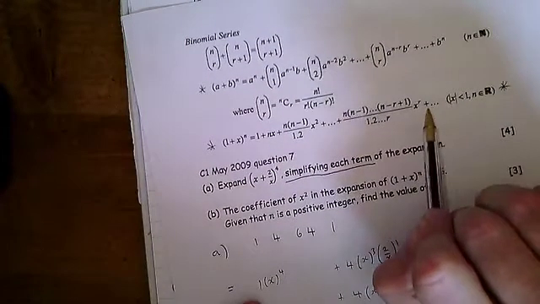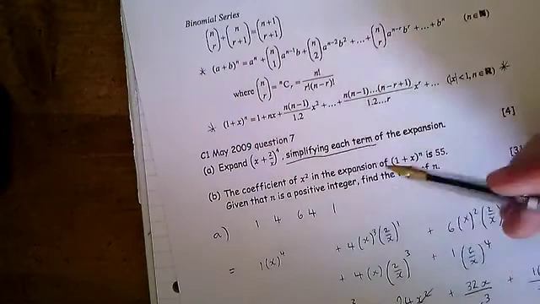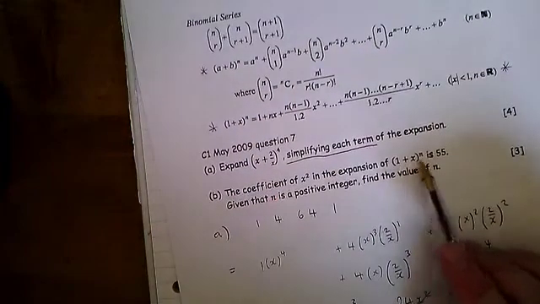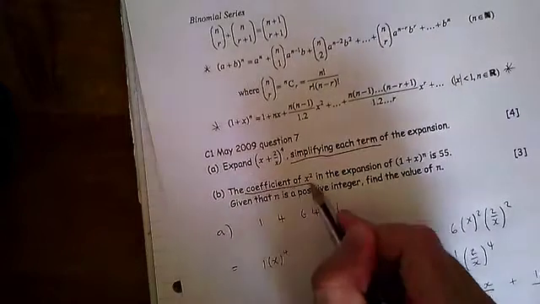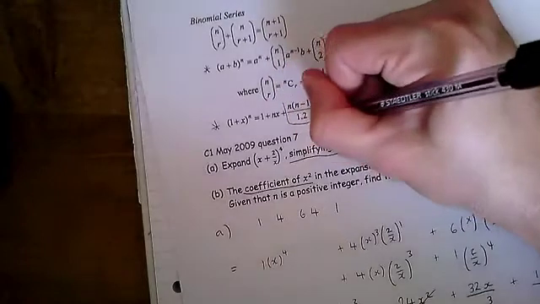However, we can only use that if it looks similar, if not identical to what we've got. Now in our case, it says 1 plus x to the n. That is exactly what we have here. It says the coefficient of x squared. So I'm looking for the one with the x squared in here. There it is. I'm interested in this bit here.